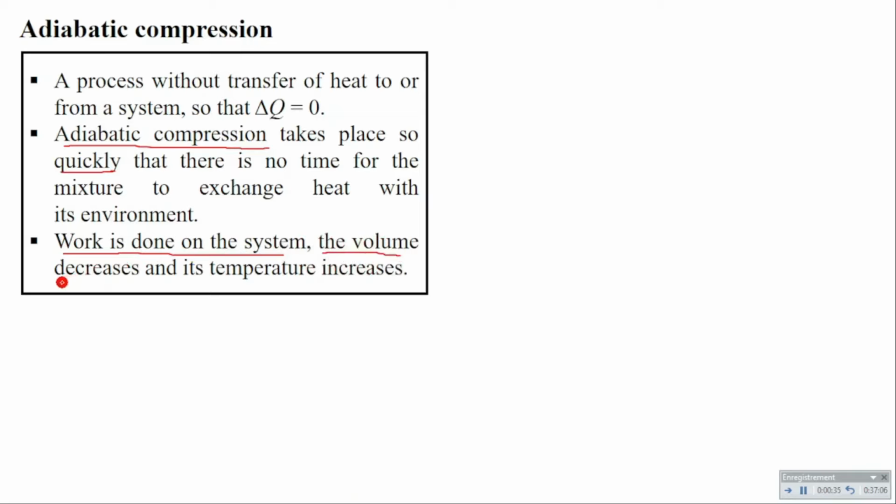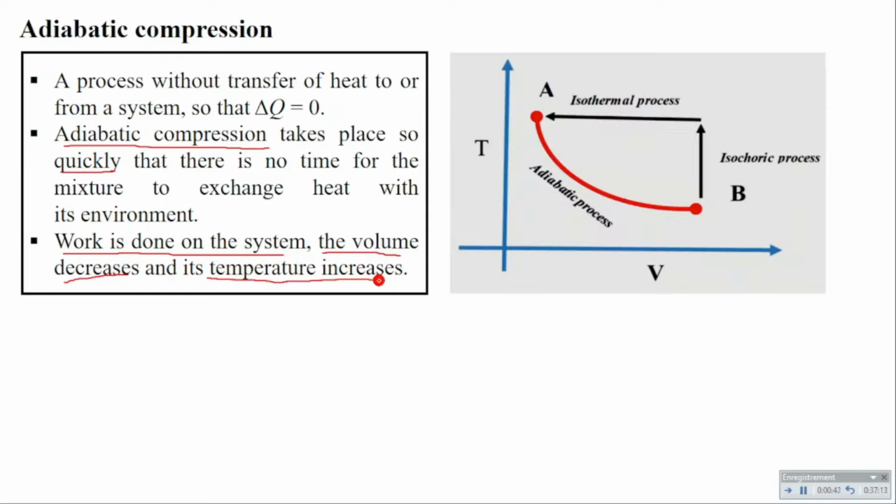Here the volume is decreasing because we are compressing. The temperature is increasing. During the adiabatic compression, we have the volume decreasing and the temperature increasing, but that has to happen at constant Q. An adiabatic process happens at constant Q. The delta Q is equal to 0. That means the system does not exchange heat with the surroundings.